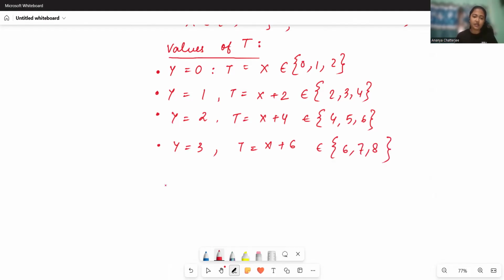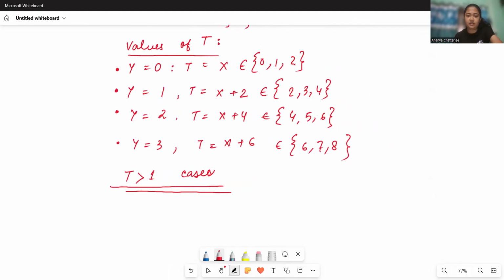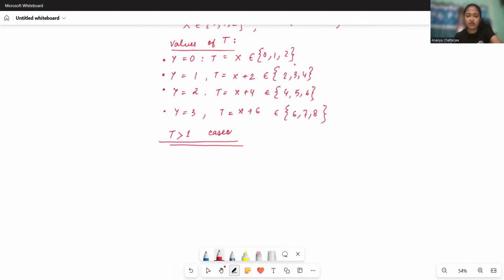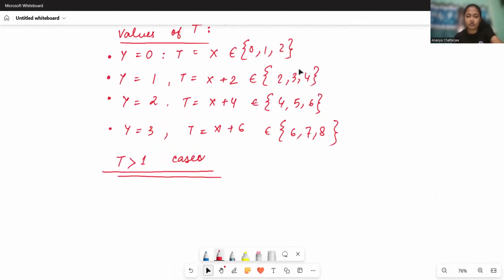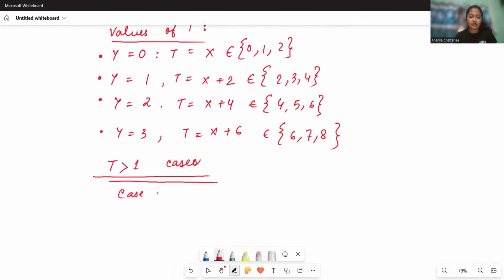Right. Now here we see the cases when T is greater than 1. So here we see at first the case 1. So what is case 1? Now we see the values where T is greater than 1. So we can see that when Y is equal to 0 and X is equal to 0, then T is equal to 0.